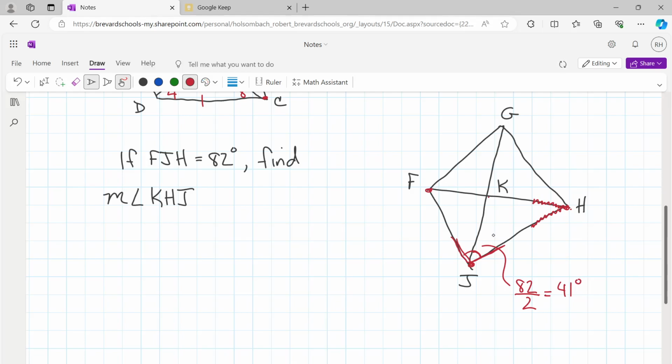All right, so if this angle in here is 41 degrees and diagonals are perpendicular, then this is a 90-degree angle. And we need KHJ. So the three angles inside this triangle need to sum 180. So KHJ is going to be equal to 180 minus 90 minus 41. So 49 degrees. All right, this angle right in here, 49 degrees.